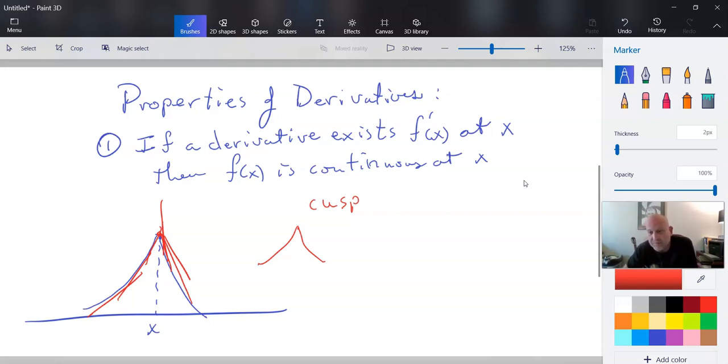And that's an example of something that's continuous that does not have a derivative at that point, right? The function value exists, but the slope does not. So, those are things that you're going to have to watch out for.